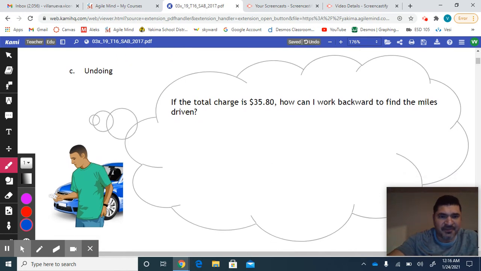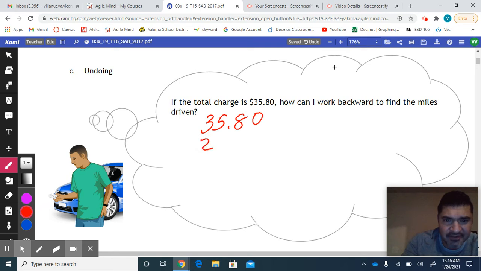Now we need to do this by undoing. Okay. If the total cost is 35.80, how can I work backwards to find the miles driven? Okay, so our total cost is 35.80. And remember, just for renting the car without going anywhere, it costs $24.95. So I need to subtract $24.95. I'm going to go ahead and subtract.